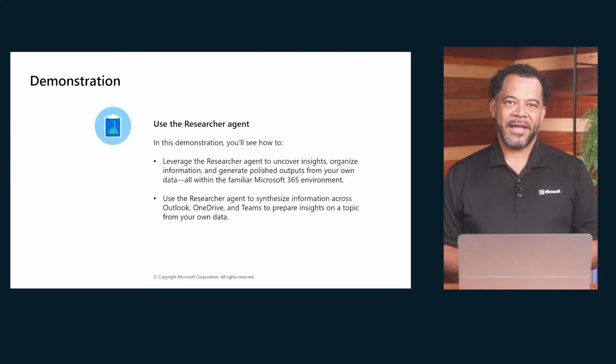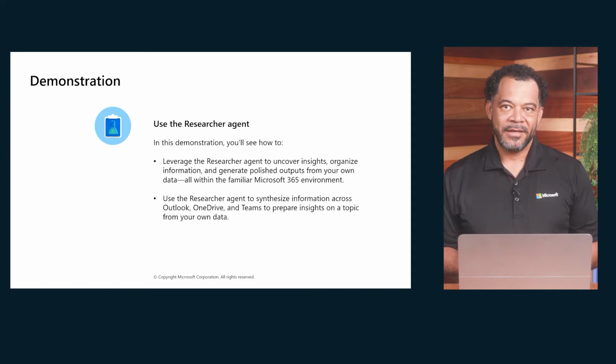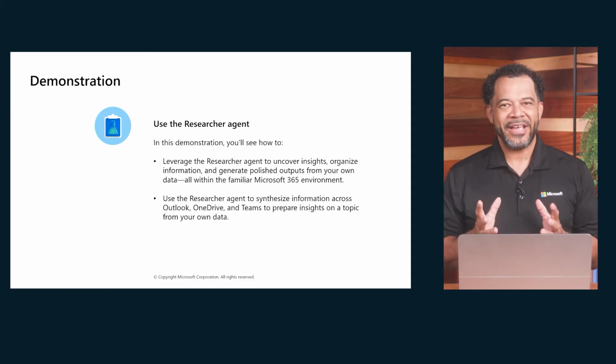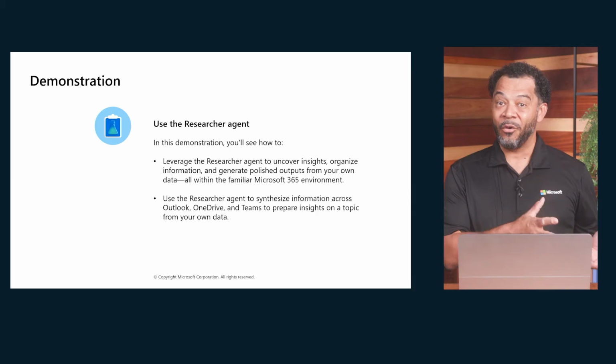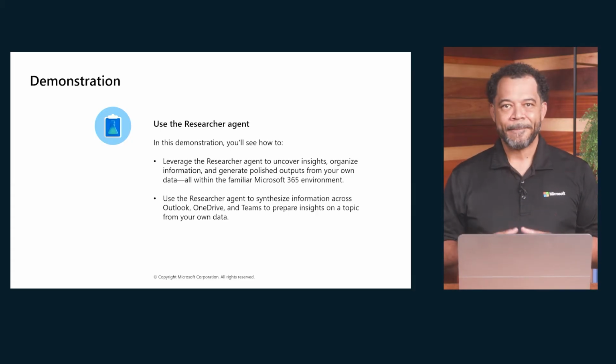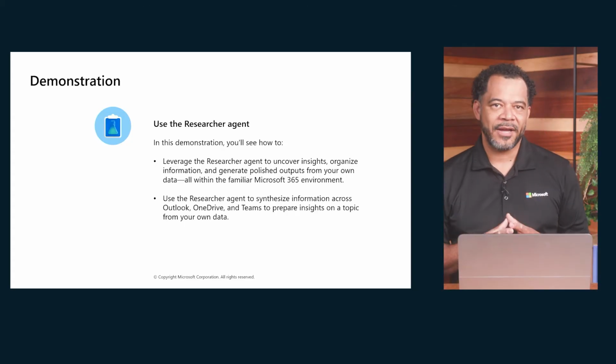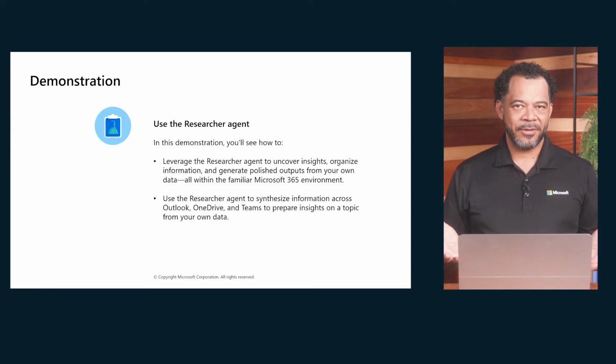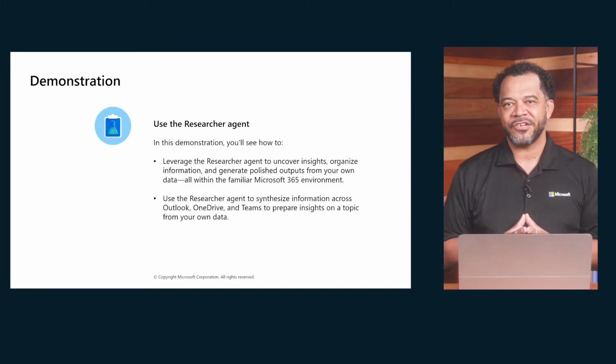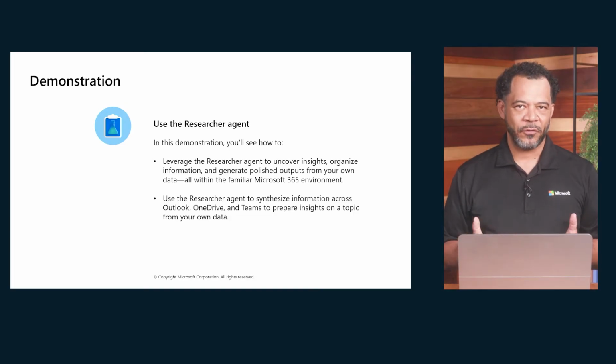Let's take a quick look at the researcher agent in action. In this demonstration, you'll see how it pulls together insights from your own data across Outlook, OneDrive, and Teams to help you prepare polished, well-organized content. It's a simple example of how the agent can synthesize information and turn it into something useful, all within the Microsoft 365 environment. So let's go ahead and dive in.